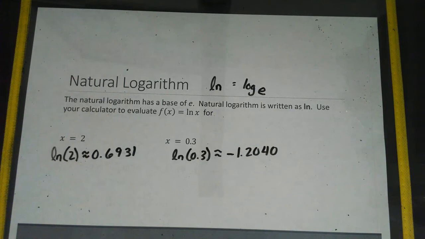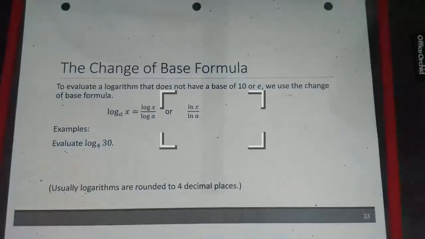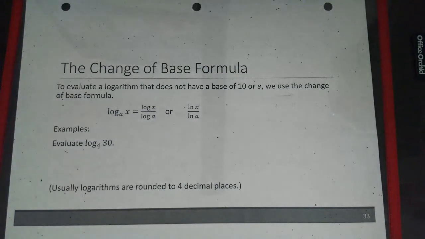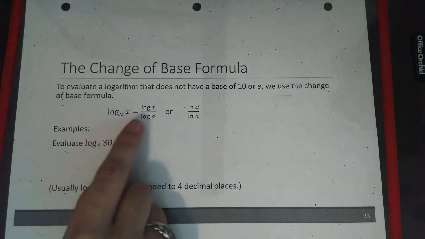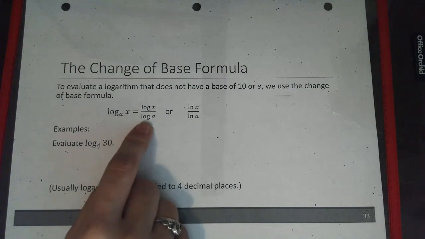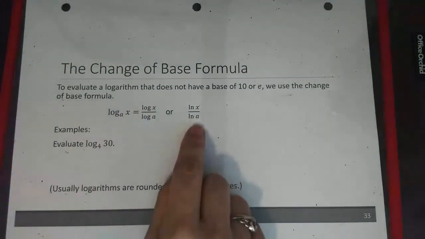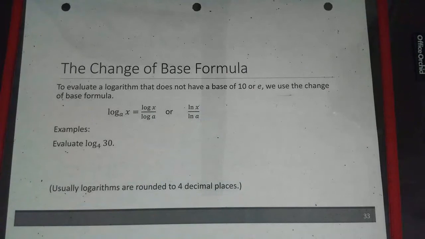Wait a minute, what if I need to calculate a logarithm whose base isn't 10 or e? I don't have a button on my calculator to do like log base 5 or log base 12. So how do we handle that? That's what the change of base formula is for. To evaluate a logarithm that does not have a base of 10 or e, we're going to use the change of base formula. That says if we have log base a of x, it is equal to the log of x over the log of a, or the natural log of x over the natural log of a. You can use either one.